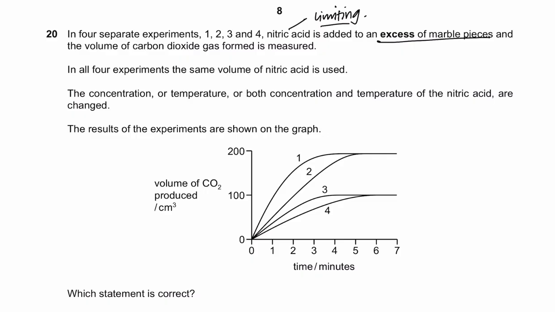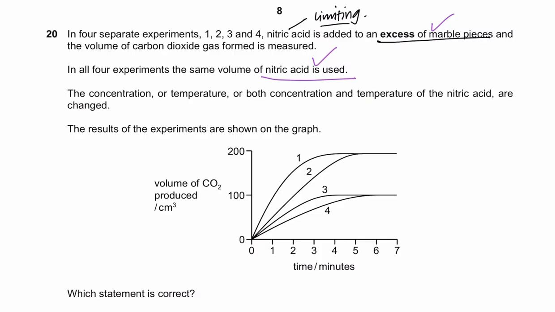In all four experiments, the volume of nitric acid is the same. Volume is the same. Excess marble chips are used. So why do you have such graphs? Because you're varying the concentration of nitric acid, right? So 1 would have a greater concentration of nitric acid compared to 3, 2 would have more compared to 3, and so on and so forth, right? The concentration or temperature or both concepts.